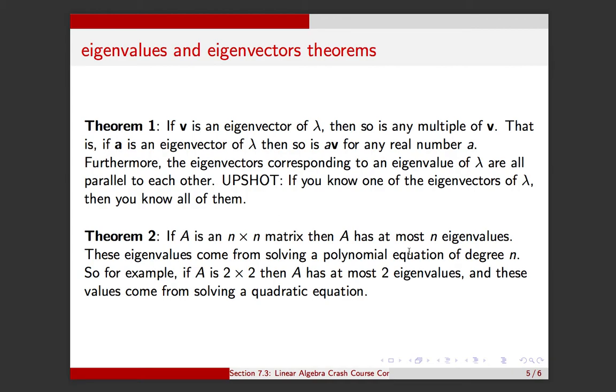Okay, so in other words, sorry, this is a typo. This should be a bold v here. I apologize for little typos like this. It's not worth stopping the video and redoing it, I don't think. So sorry. If little v here is an eigenvector of lambda, then so is a times v for any real number a. Okay, so what am I saying?